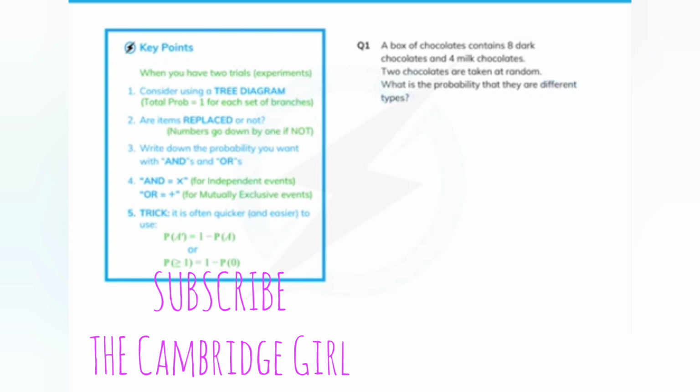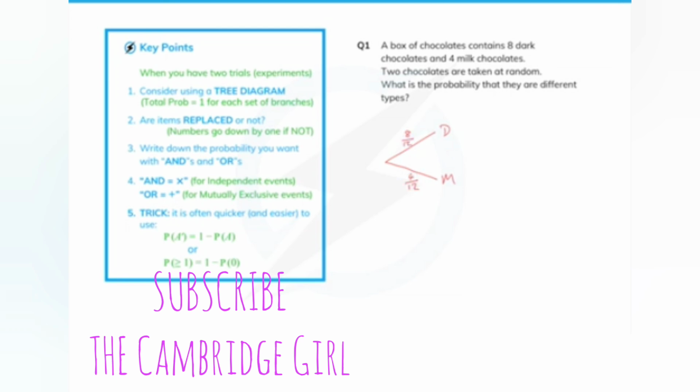Well, we don't need a tree diagram necessarily, but we are going to draw one just to show you how they work. So, first chocolate can be dark or milk, and we put the probabilities on the branches. So the probability of a dark chocolate is 8 out of 12, because there are 8 dark chocolates and 12 chocolates in total. And then the probability of a milk chocolate is 4 out of 12 for similar reasons. And just note that, of course, those two things do add up to 1.